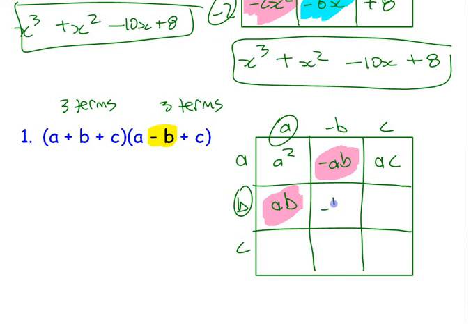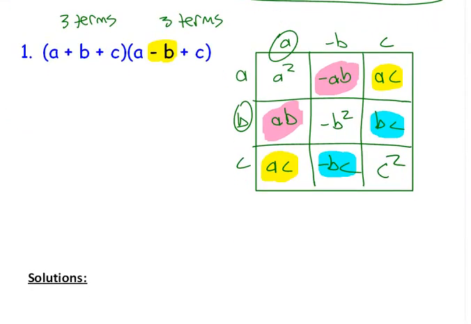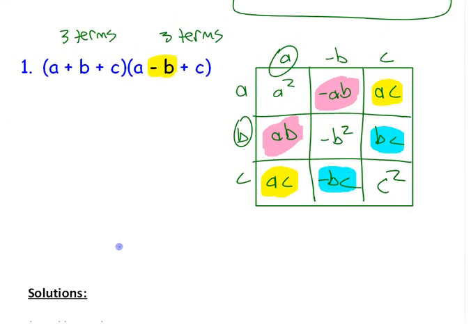And then we got here minus B squared. And we have BC here. And then down here we have AC. And you have minus BC here. And you have C squared at the bottom. These ones also match up with each other. And these ones match up. Okay, there's going to be lots of patterns to it if you can see some patterns. Some of them are going to cancel each other out.